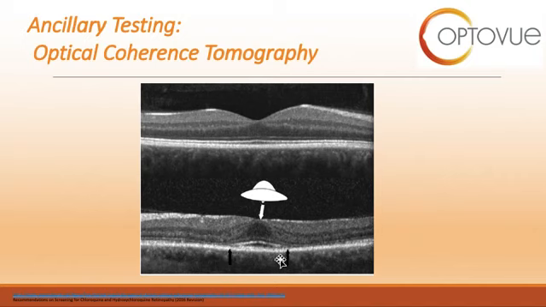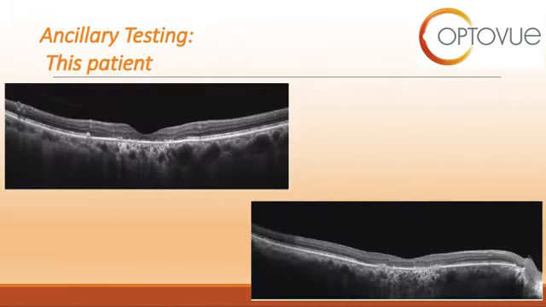However, in this particular case, there's preservation of the ellipsoid zone and ISOS junction and RPE. This results in what we call a classic flying saucer sign. So this area here looks almost hyporeflective due to the changes that are happening in the parafoveal area. So let's look at our patient.